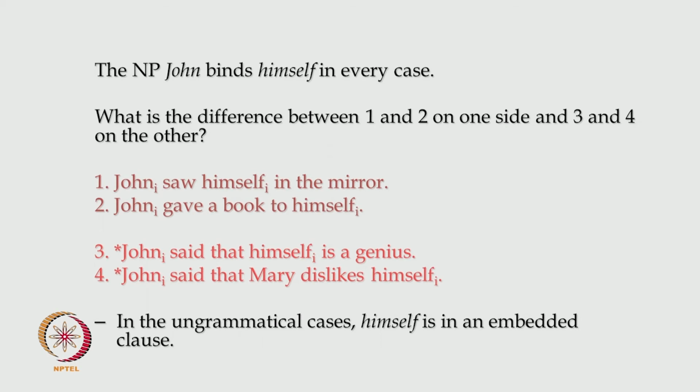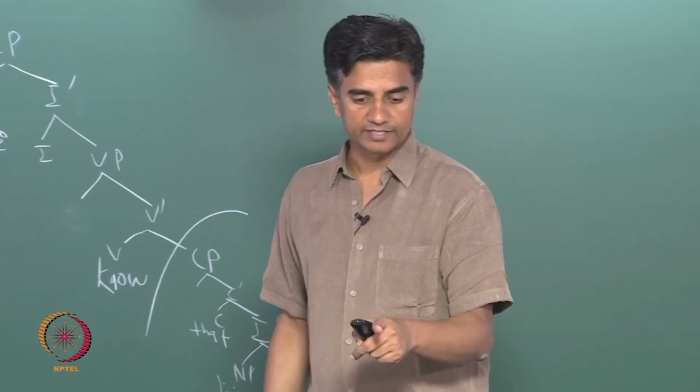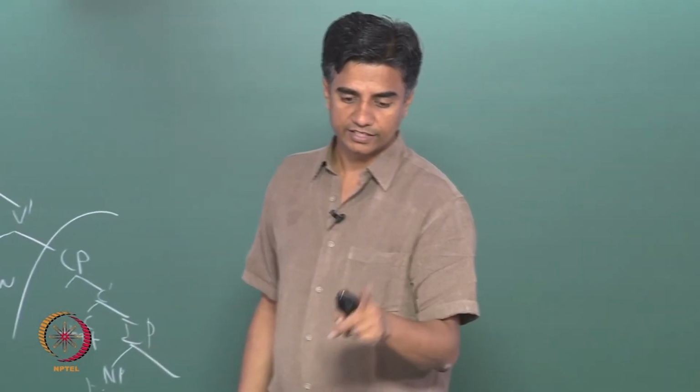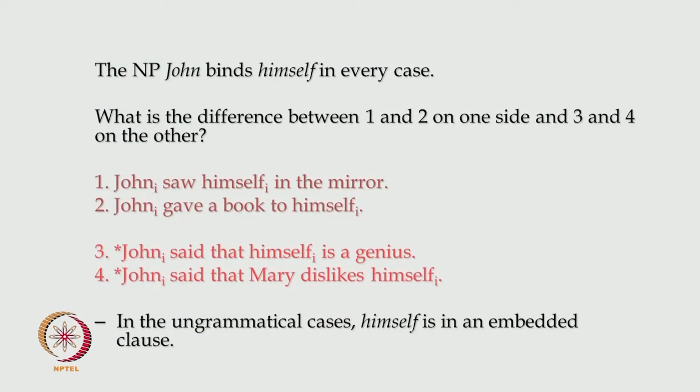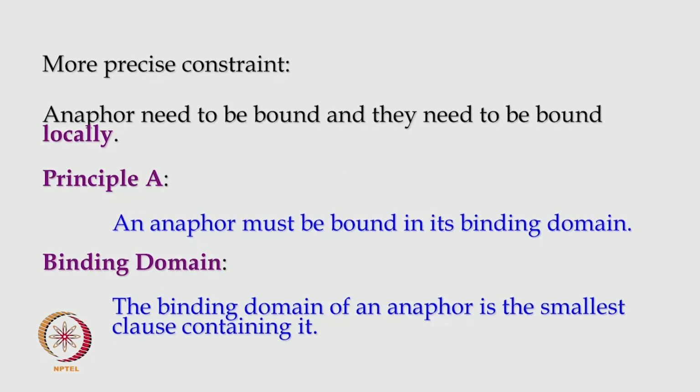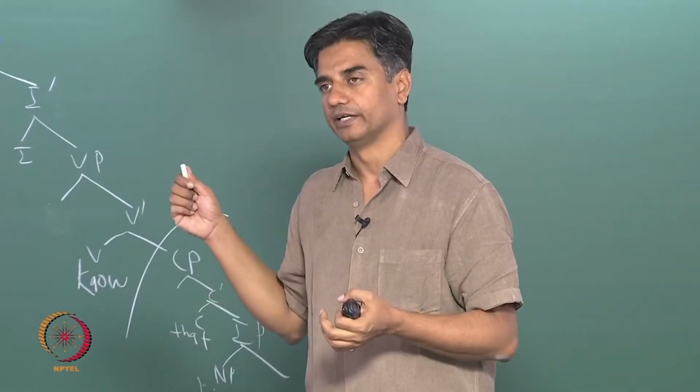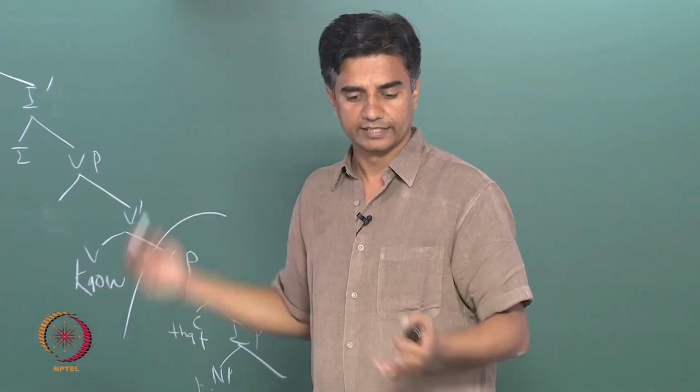Remember the sentence from yesterday? John said that himself is a genius. John said that Mary dislikes himself, are out for C-commanding reasons and not being in the same domain. So that explains it. More precisely, this is how we can put the constraint in a precise way: the constraint is put in terms of locality, which is the same IP.